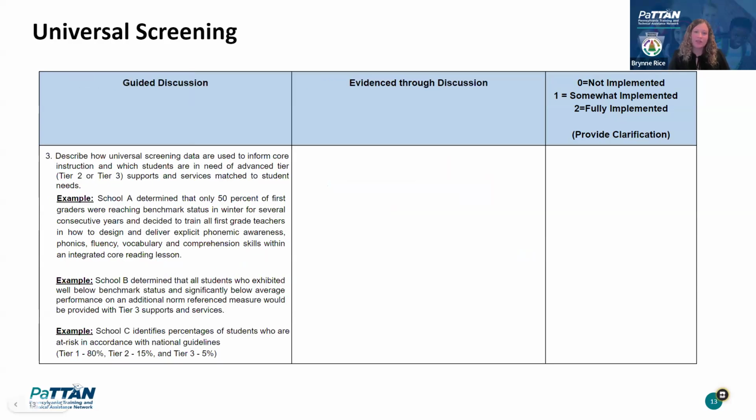In the third item, the LEA team will discuss how universal screening data is utilized to inform core instruction and identify students who may require Tier 2 or Tier 3 support. There are several examples to detail how schools may utilize this universal screening data.